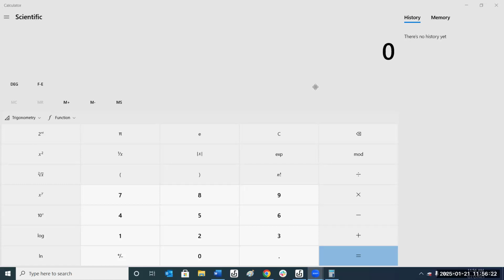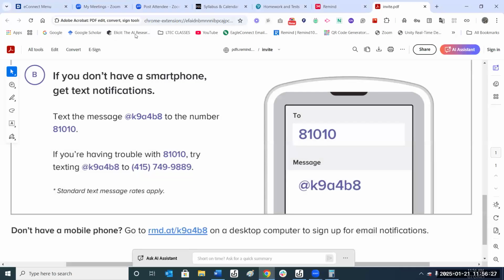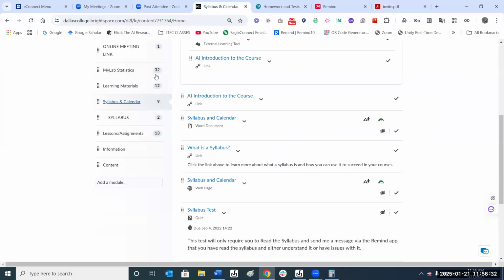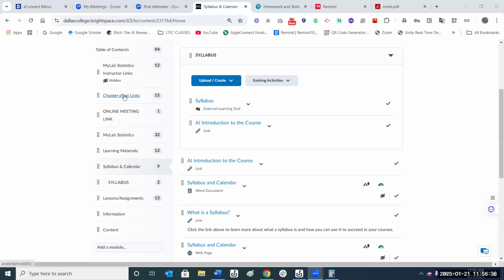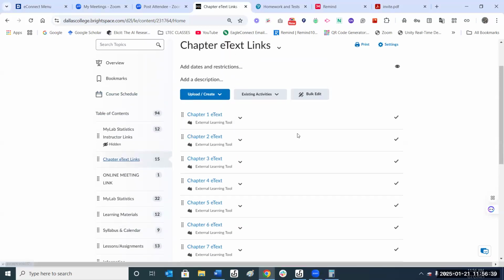Did you find the textbook link? Yes, let me see. The chapter links. Is anybody logged on? Anybody have access real quick? But yeah, it should be there. It should be at the very top. I should have put it. So yeah, that's where the textbook should be.